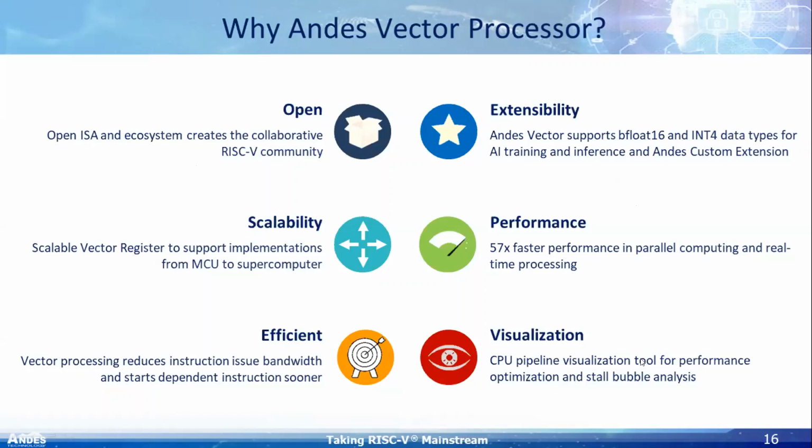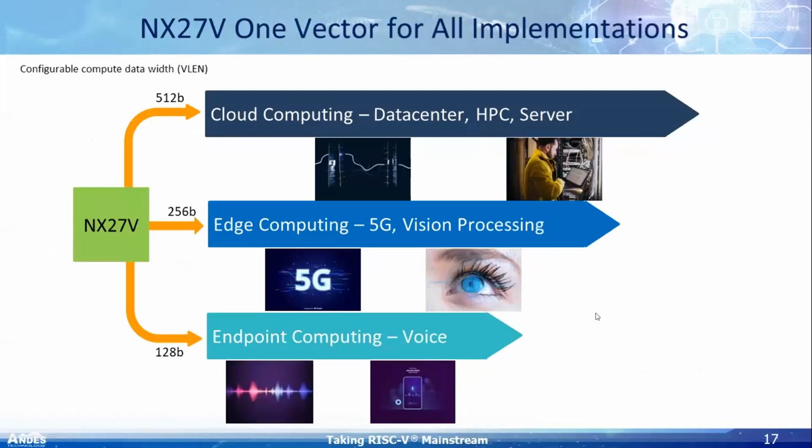And then last but not least, there is also visualization. That means we are providing a tool which lets you visualize the pipeline, so you can measure the performance. You can see if you have bubbles in your pipeline, or if your pipeline is stalling, and then you can analyze why, and maybe rearrange instructions to fix it and have 100% utilization of your vector. So we are providing quite a good ecosystem and a lot of add-ons. The vector itself, like I said, is here on the NX27B.